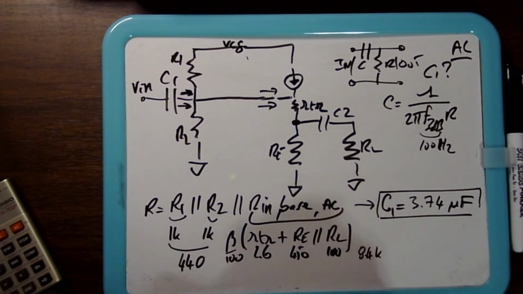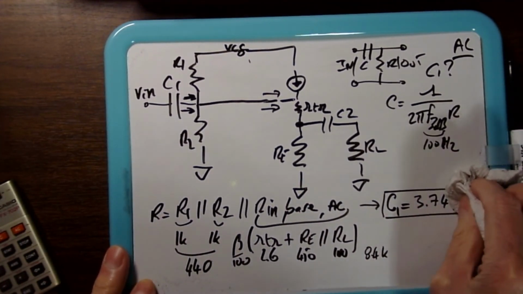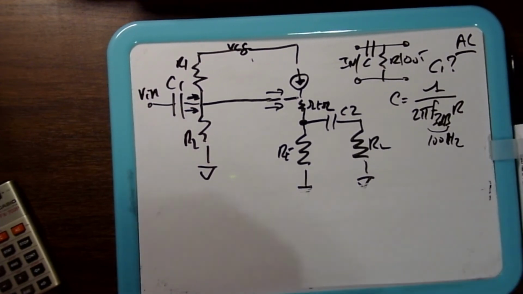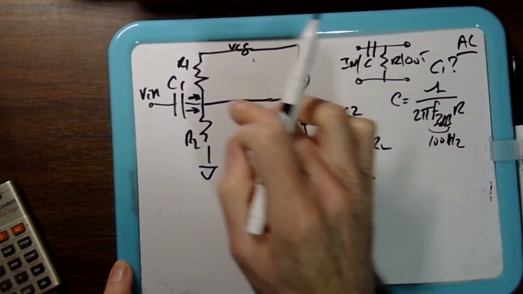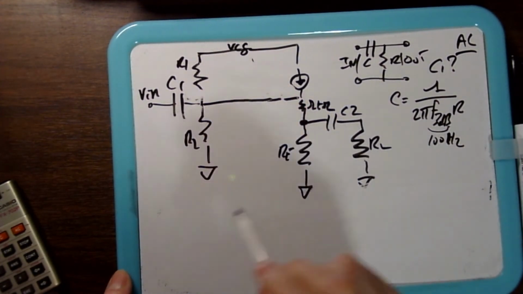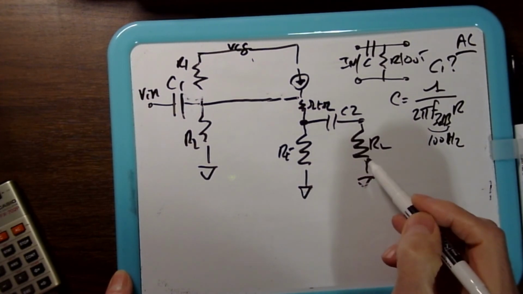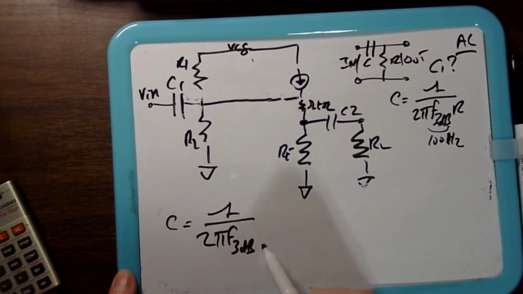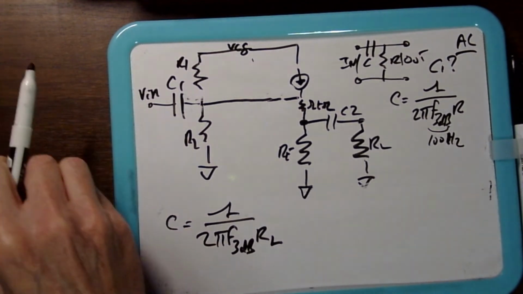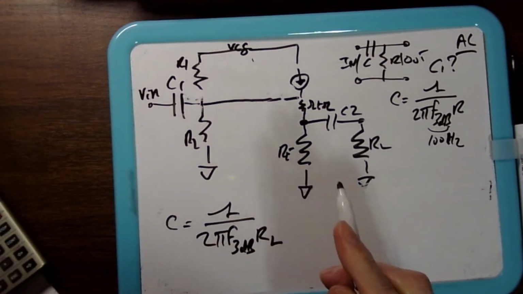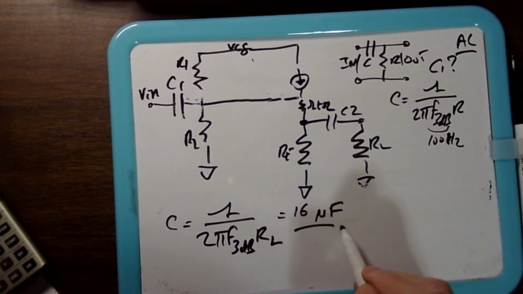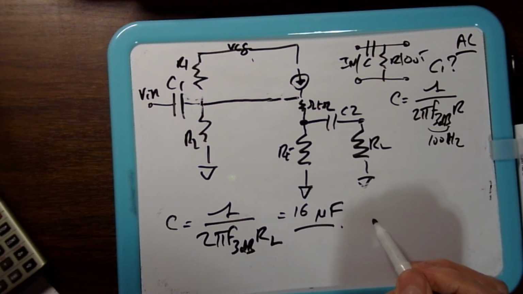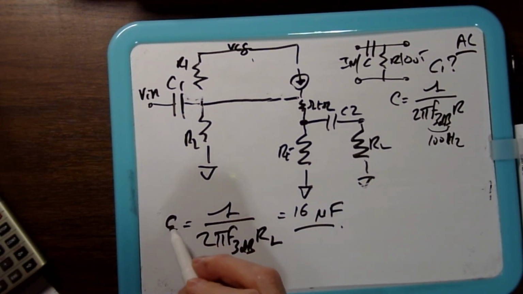Doesn't really matter anyway, but let's do C2. C2 is even easier. You can see the capacitor and you can see the resistance, so it's just this: 1 over 2 pi F 3 dB times R, and R is R load, RL. And RL is 100, so that's an easy one. I found it's about 16. I mean, you can just put 10 microfarad on both and call it a day.